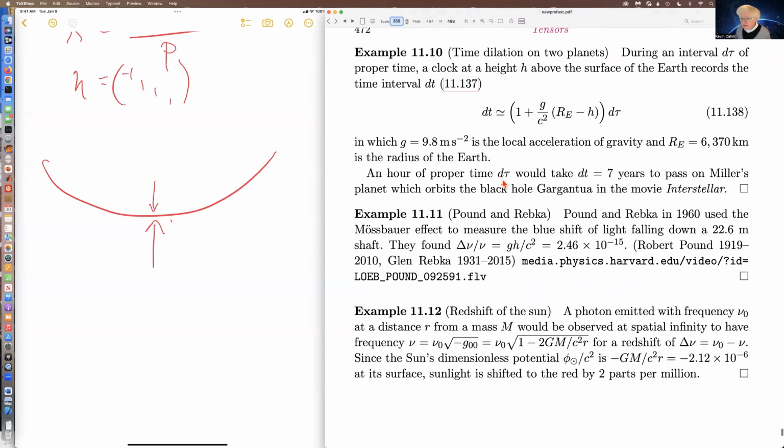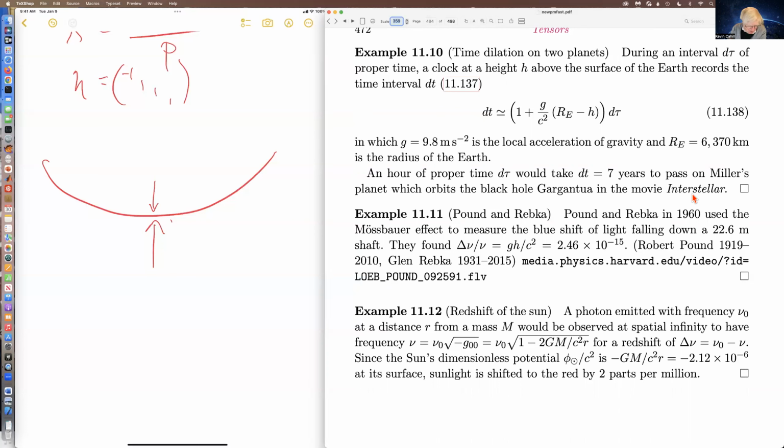On the other hand, an hour of proper time would take 7 years to pass on Miller's planet, which orbits the black hole Gargantua in the movie Interstellar. Interstellar is a movie I recommend to everybody. It has a dopey beginning, but after the first 10 or 15 minutes, it becomes really very good.